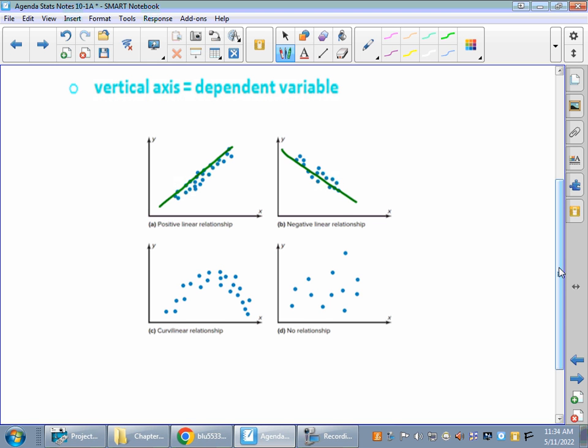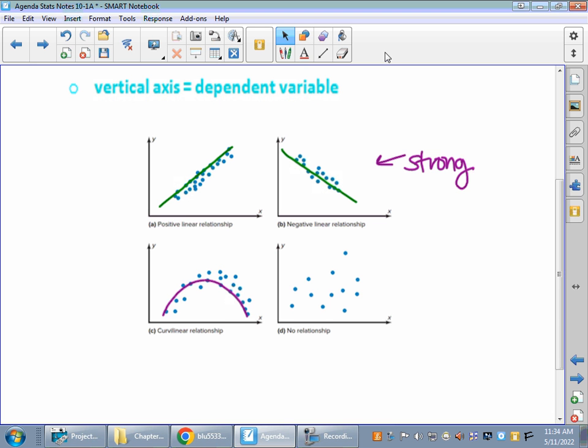Negative linear, so maybe something like that. This curvilinear one, we're not going to do anything with it, but I would say it's nonlinear, but it definitely has a curved shape. And then this last one is just dots all over the graph. There is no relationship that we can see. It would be very weak if we had anything, because the dots are just all over. These two up here are pretty strong relationships because the lines come out pretty clearly looking like a line, either positive or negative.